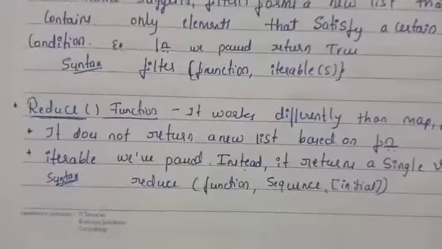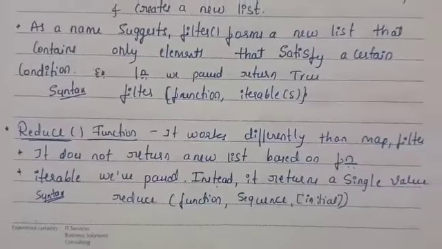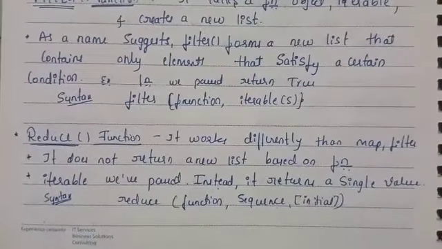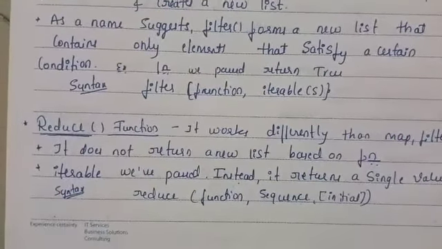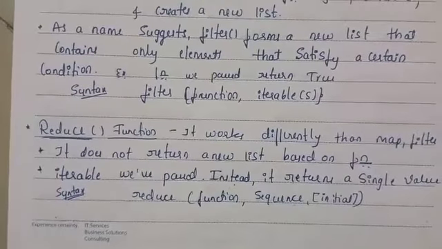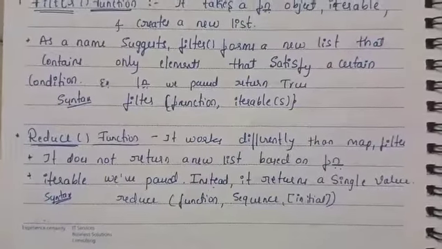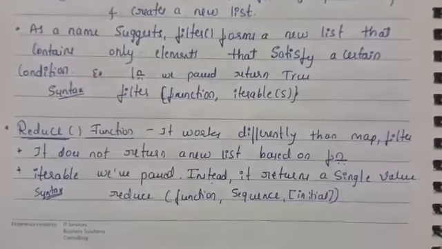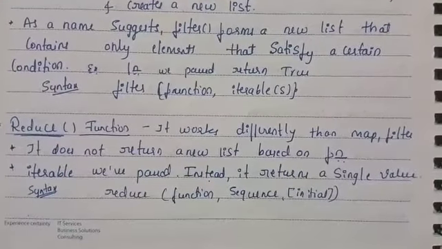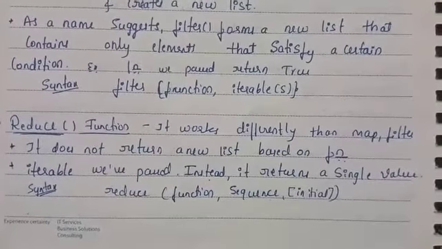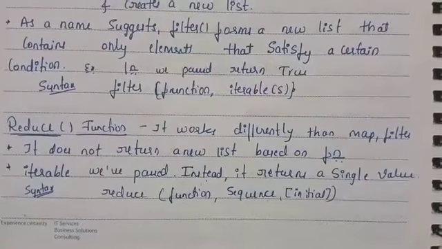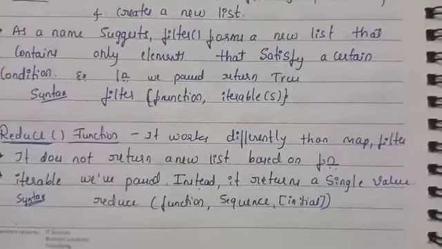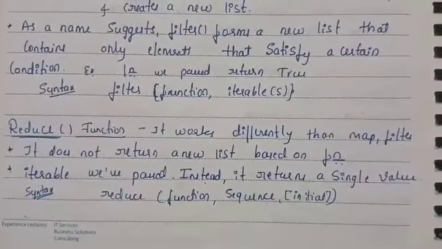Third one, reduce function. It works differently than the map and filter functions. It does not return a new list based on the function and iterable we have passed. Instead it returns a single value. So syntax: reduce function and sequence, open square bracket initial, close square bracket, and close the bracket, right?